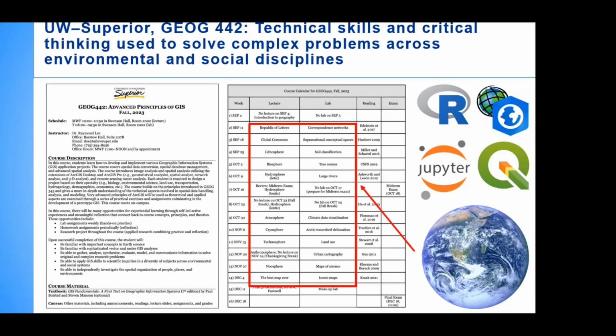And then finally, the third course will assume that the student has these technical skills, and we do not need to practice the technical skills per se, but we can combine the technical skills and critical thinking to solve complex problems. And these problems range across the environmental disciplines and the social disciplines.